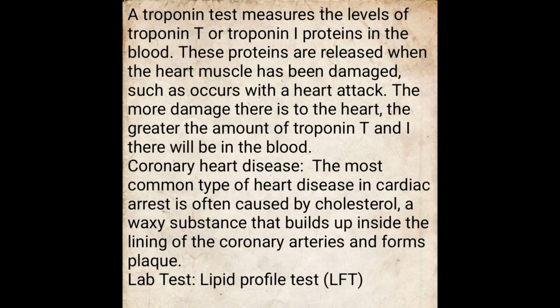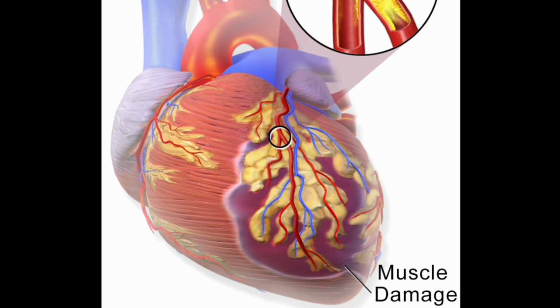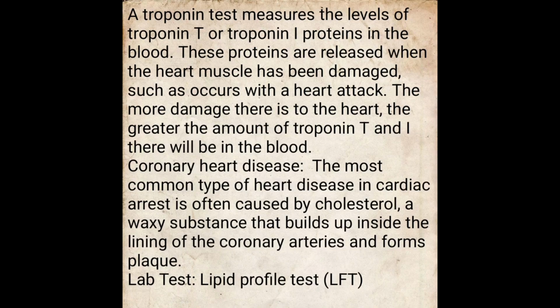Good enough. Troponin is specific for the heart muscles. A troponin test measures the level of troponin T or troponin I proteins in the blood. These proteins are released when the heart muscle has been damaged, such as occurs with a heart attack. The more damage there is to the heart, the greater the amount of troponin T and I there will be in the blood. So that's even very important, more important than the creatine kinase for checking the heart muscles.